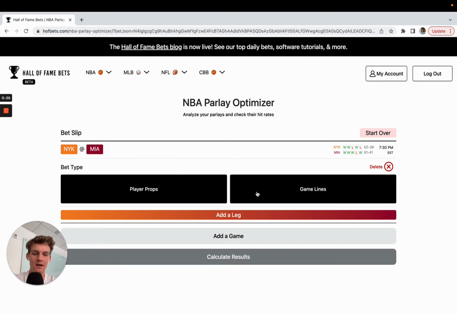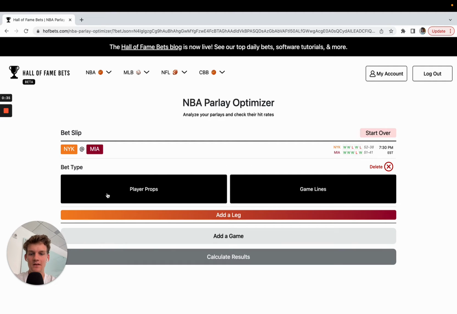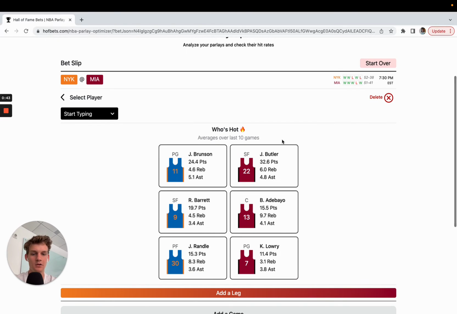Now when you select the game itself, there are two different options that come up. You could look at game lines, where you could look at things like money line, total points, team points, and spread, all things that you can put into a parlay in various sportsbooks. And then the second thing that comes up, which is the much more popular option and the one that we're going to be looking at today, which is player props.